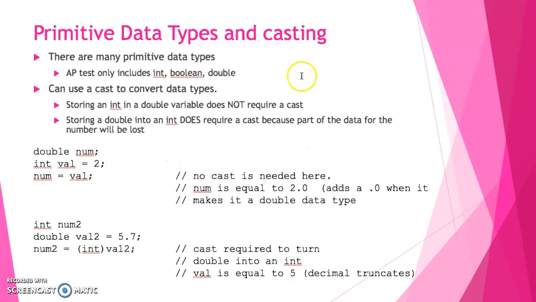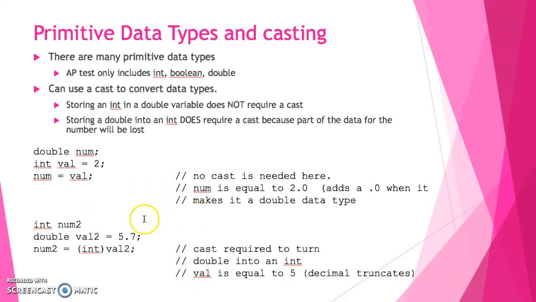Primitive data types. There are, I believe, 8 primitive data types, but the AP test only tests your knowledge on int, boolean, and double. We can use a cast to convert between different data types. If you're going to go from an int to a double, this does not require a cast. Basically what will happen is a .0 will be added on to the end. If you're going to go from a double to an int, this does require a cast because in this case you'll be losing part of the data.